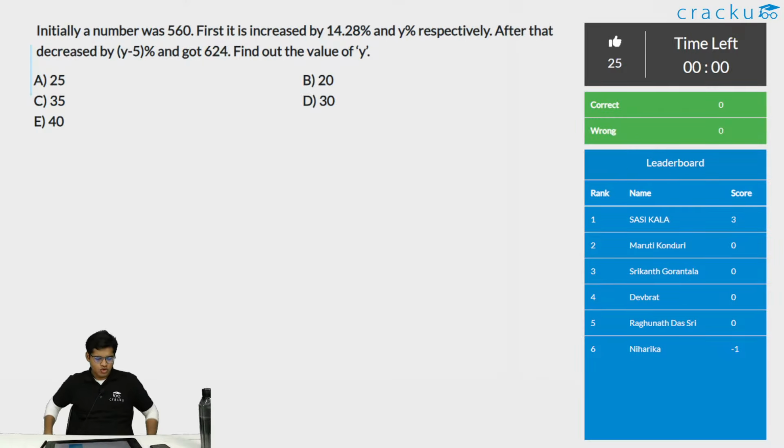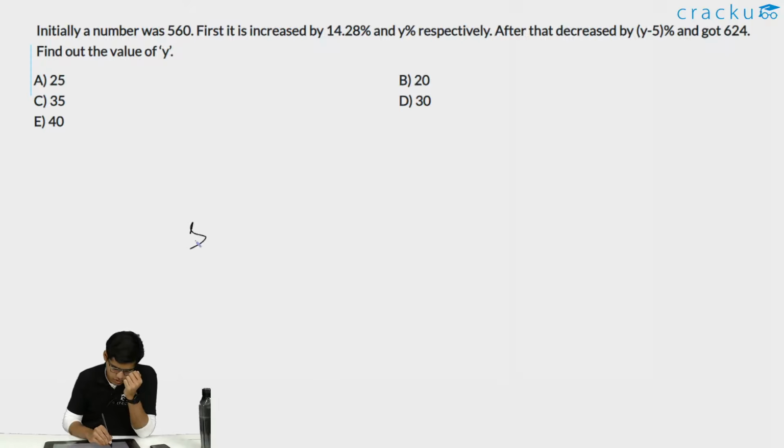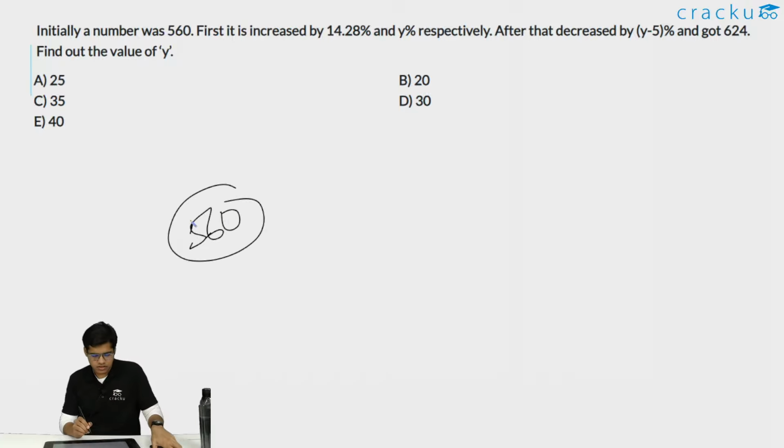Okay, so let's see this question. Initially a number was 560. So initially a number is 560. First it is increased by 14.28% and y percentage respectively, and then decreased by y minus 5%, and got 624. Find out the value of y.